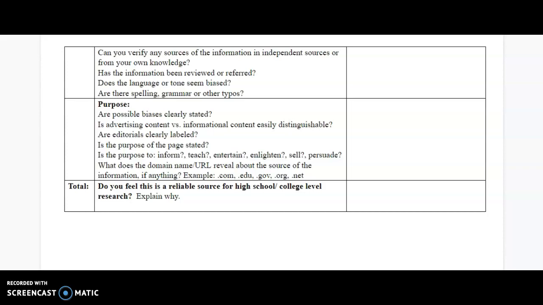Has the information been reviewed or refereed? That goes back to that peer reviewing. Make sure the data is accurate because multiple eyes have looked at it. It's not just from one stakeholder's personal opinion.